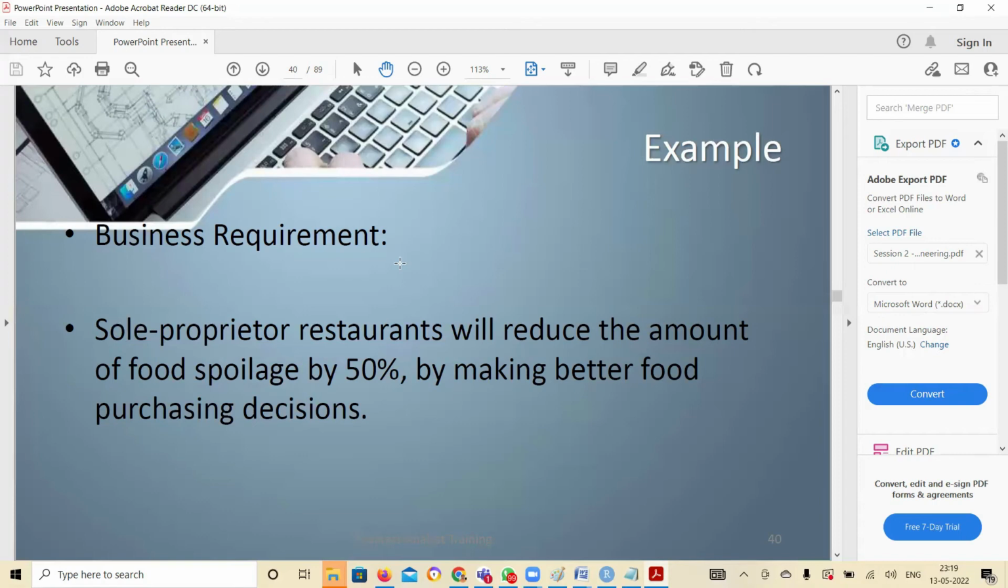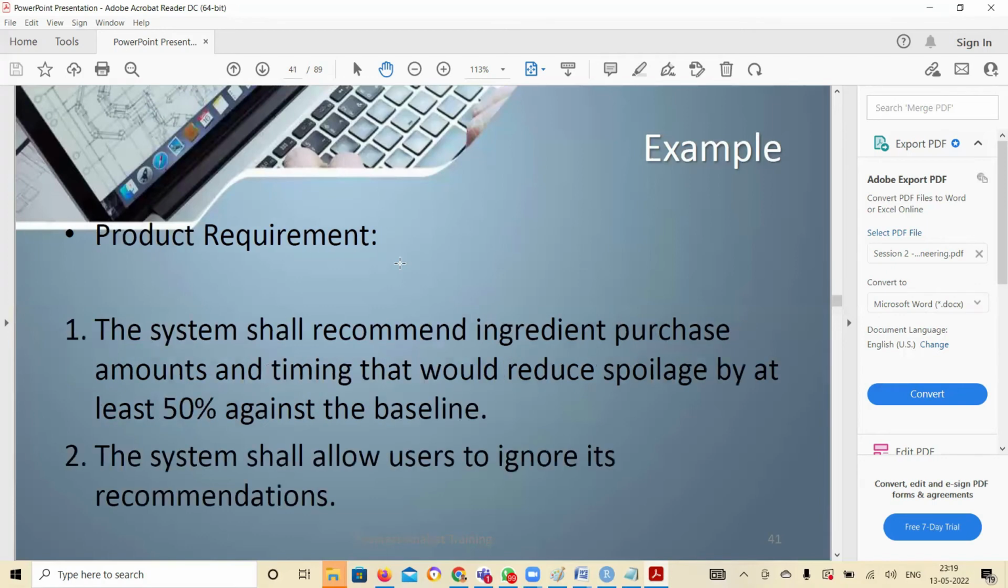So the business requirement talks about what exactly you need to develop. If you are able to make this software, you will be able to reduce the wastage. That's the business requirement. Now from the user perspective, the user requirement or the product requirement, as you call it, because the product will be used by the user, we talk about two requirements. So one business requirement got converted into two requirements. One, the system shall recommend ingredient purchase amounts and timing that would reduce spoilage by at least 50% against the baseline.